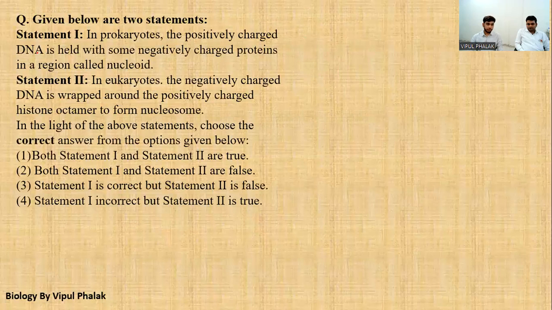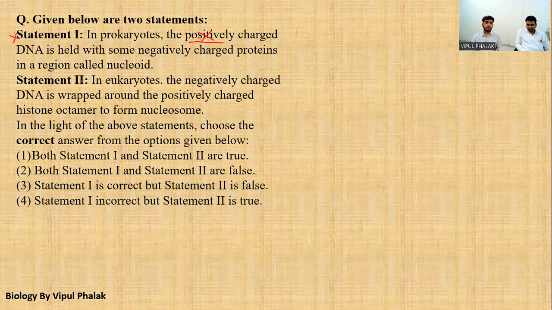In this question also, we have to select the correct statement. Statement 1. In prokaryotes, the positively charged DNA is held with some negatively charged protein in the region called nucleoid. This statement is incorrect as the DNA is always negatively charged. They have given that DNA is positively charged, which is incorrect. So prokaryotic DNA is also negatively charged, which wraps around positively charged proteins. This statement is incorrect due to positively charged.